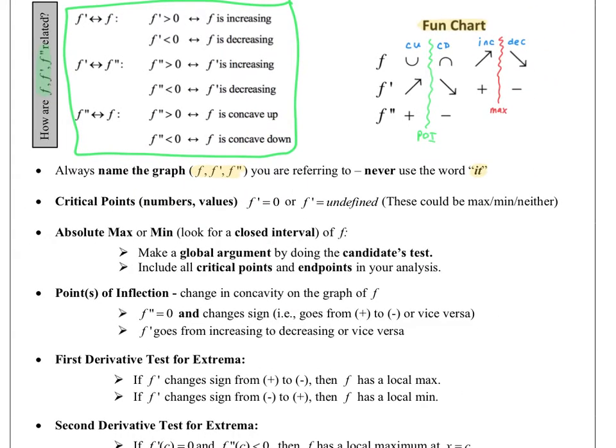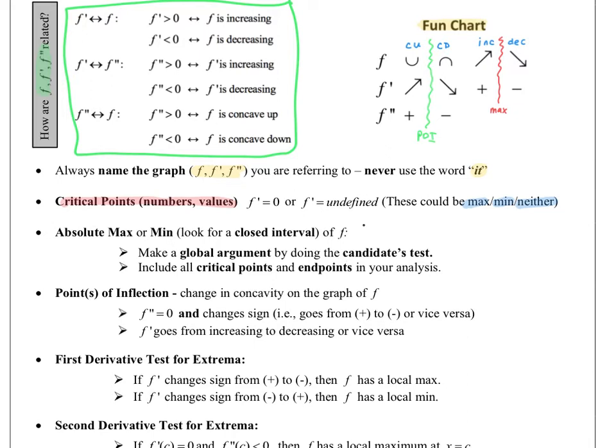Critical points, critical numbers, critical values, critical anything is talking about this. It's where f prime equals 0 or f prime is undefined. And when you find those values, they can either turn into maximums, minimums, or neither one, depending on how the sign changes around them. Next up is absolute max and min.